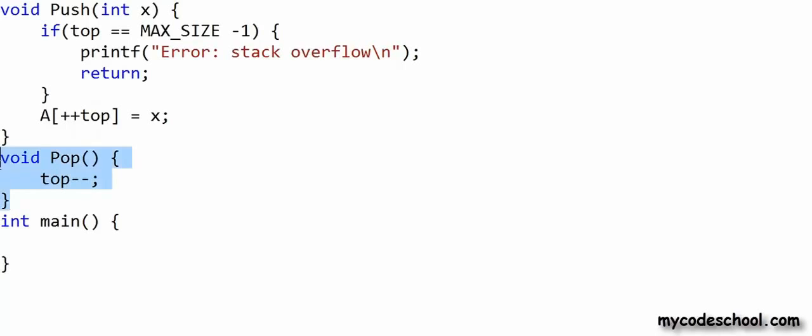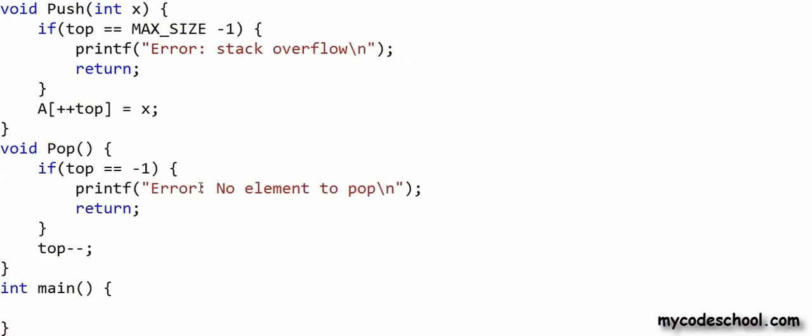Okay, now this is my pop function. I'm simply decrementing top. Here also we must handle one error condition. If stack is already empty, we cannot pop. So I'm writing these statements here. If top is equal to -1, we cannot pop. I will print this error message that there is no element to pop and simply return.